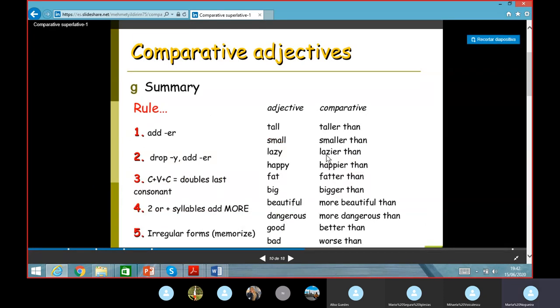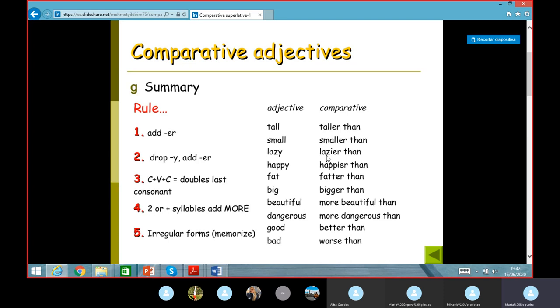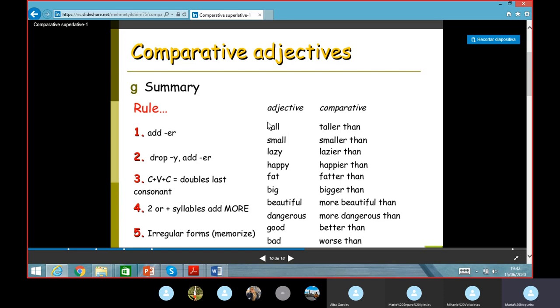And then, guys, we've got the summary of what we have been seeing. With the adjective, when it is small, we are going to add ER: taller than, small, smaller than, okay? When we have Y, we are going to drop the Y and put IER than. Okay, happy, happier than, so you can see it. When we have consonant, vowel, consonant, we're going to double the consonant, okay? So that we have fatter than, bigger than, okay?